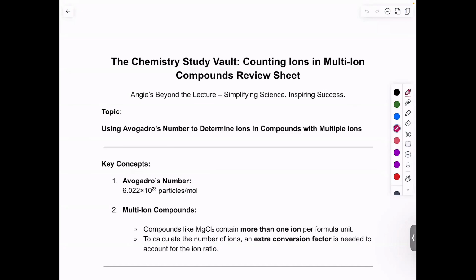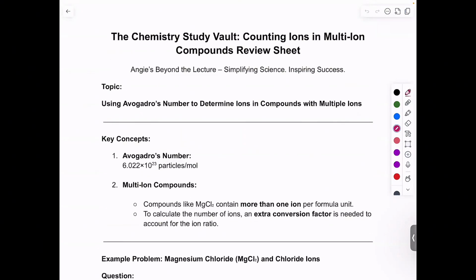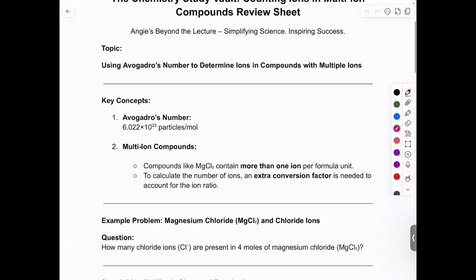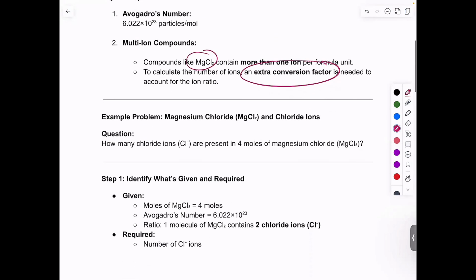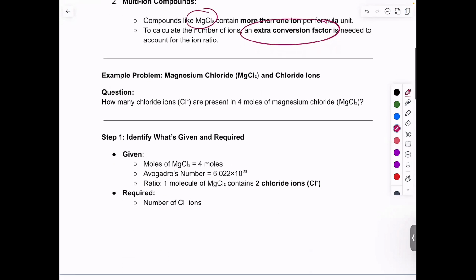All right, so magnesium chloride, perfect example. We have 1 magnesium cation, 2 chloride anions. And the point here is that you just need to add this extra conversion factor. And that's what tends to trip up students. I remember this distinctly in my chemistry course I took quite some time ago, and it gave me a little bit of trouble, as well as other students. Now, when we look at our example here, we'll just use magnesium chloride.